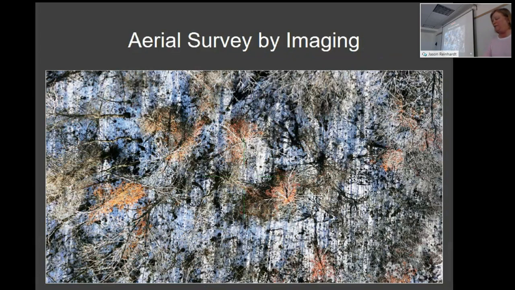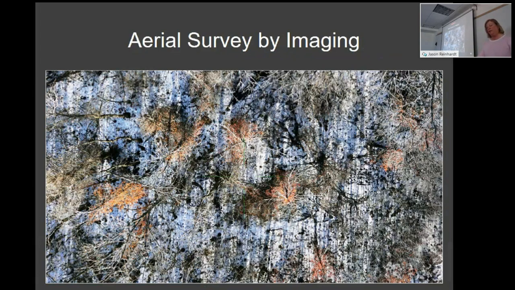So we found these conditions to be ideal for flying. This was in the early winter. So there was just this skiff of snow on the ground, and that helped pop out the red of the fruit. And the fruit is most visible in the late fall into early winter. And so that worked really well.